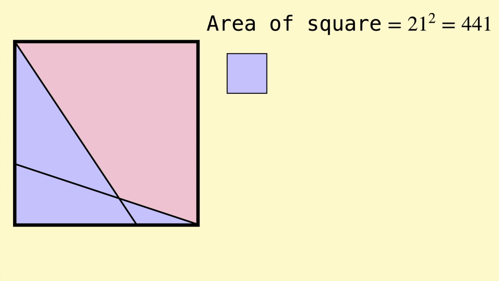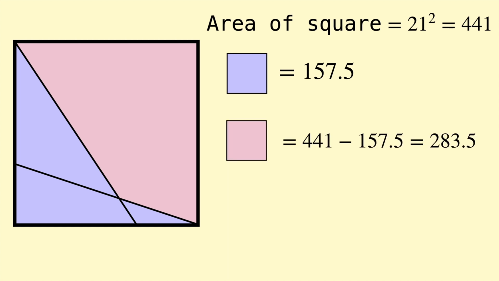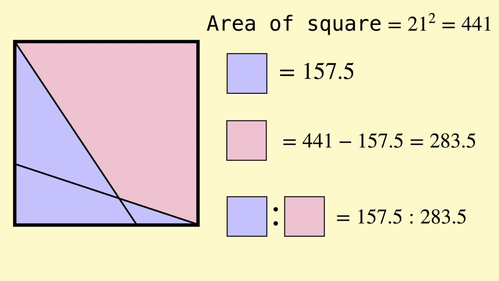Firstly, that blue area, again, we said was 157.5. The red area is going to be the total area, take that blue area, 441 take 157.5, that's 283.5. So the ratio of the blue area to the red area is 157.5 to 283.5, which simplifies to 5 to 9. Isn't that nice? I thought that was really nice to get that as a final solution.